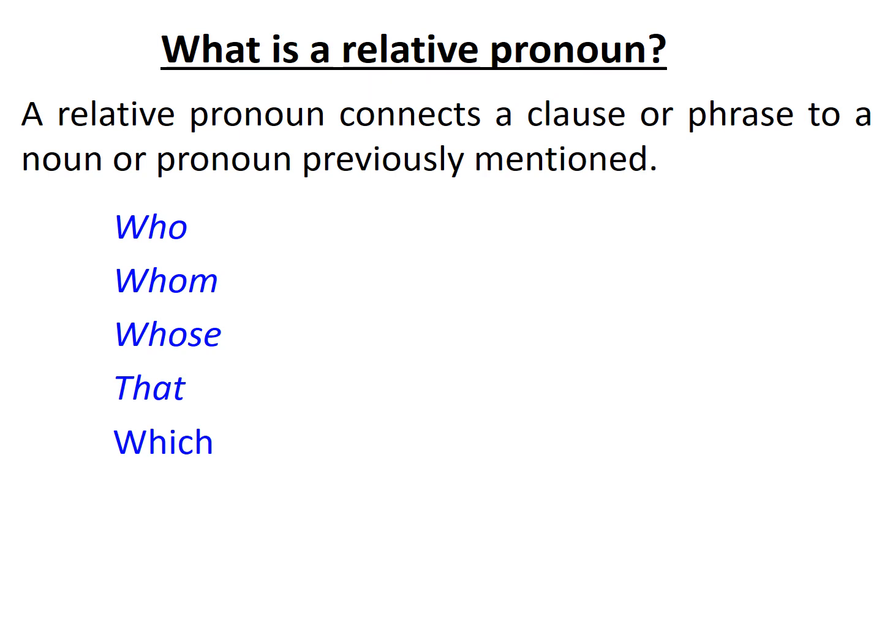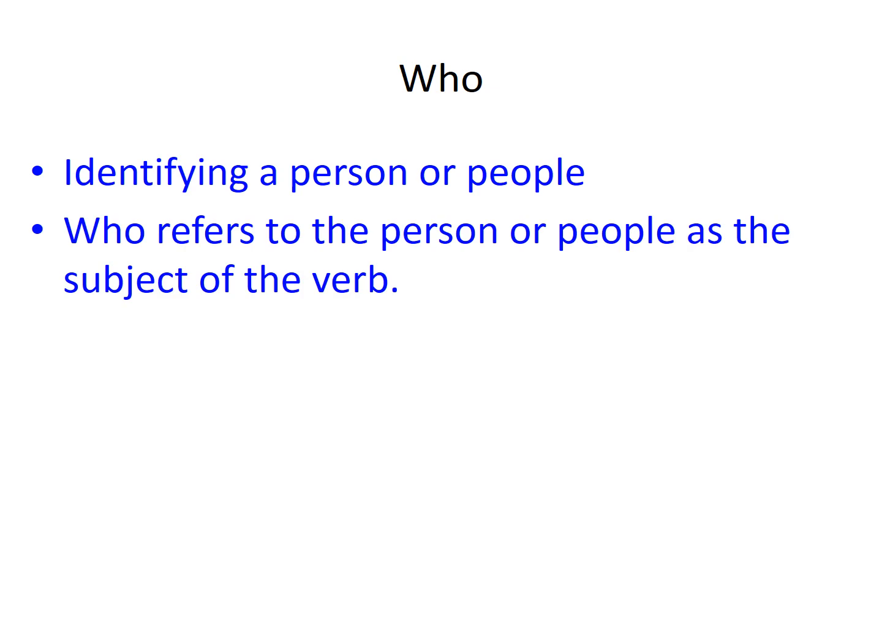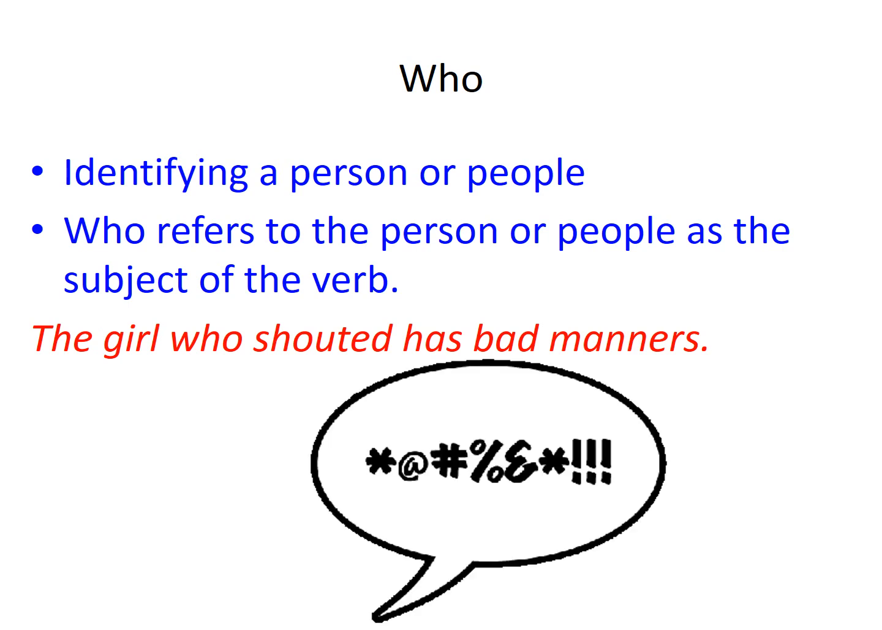I'm going to now explain how each one of them is used and what their function is as a relative pronoun. So first up, who. It identifies a person or people, and it refers to the person or people as the subject of the verb. It draws our attention to the subject of the verb. Let me give you an example. The girl who shouted has bad manners. The relative pronoun who emphasises the subject of our sentence, specifically that the girl, she shouted.